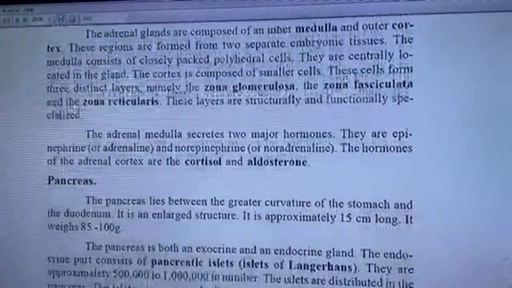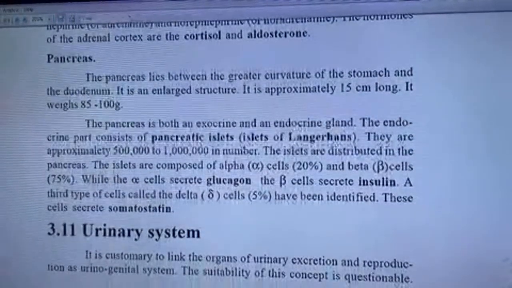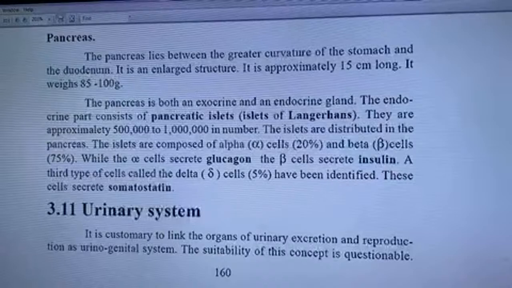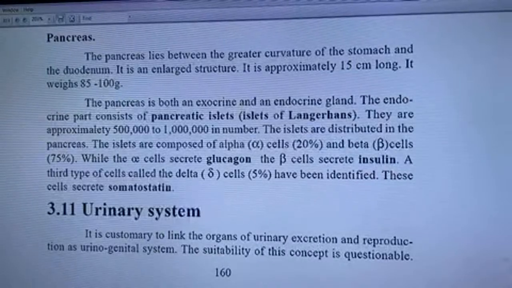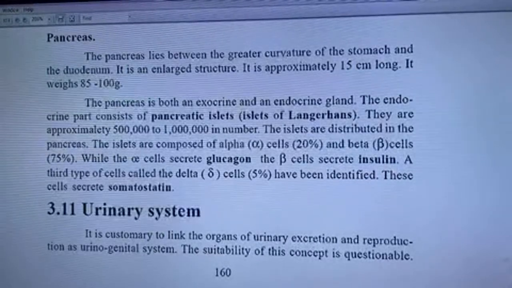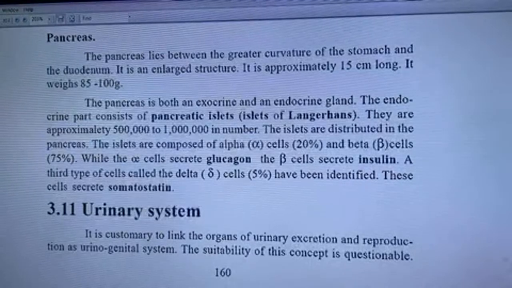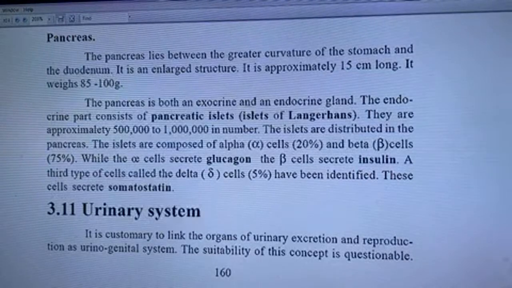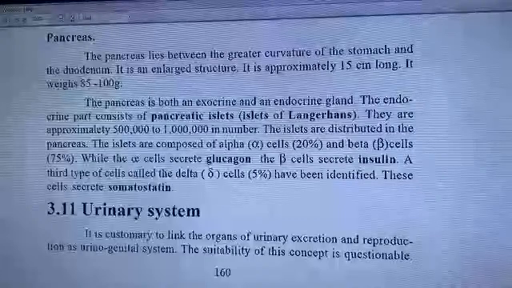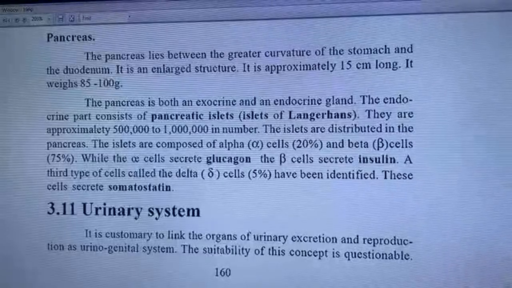Pancreas. The pancreas lies between the greater curvature of the stomach and the duodenum. It is an enlarged structure. It is approximately 15 centimeters long. It weighs 85 to 100 grams. The pancreas is both an exocrine and an endocrine gland.